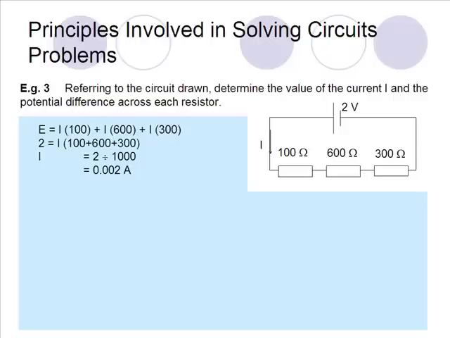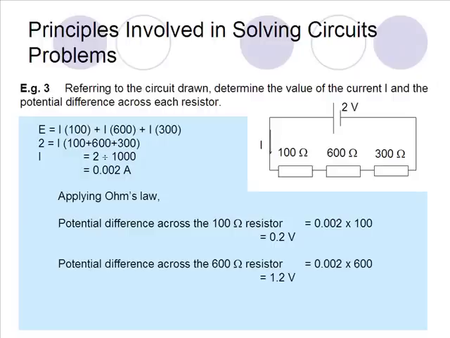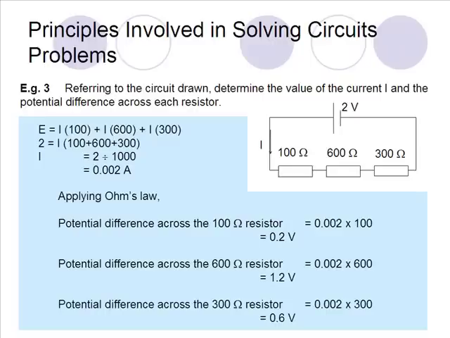How do you find it? R equals V over I. Great, so apply Ohm's law. You get the answer 0.2. How about the 600 ohm? 1.2. Then finally 0.6. Added up will be 2.